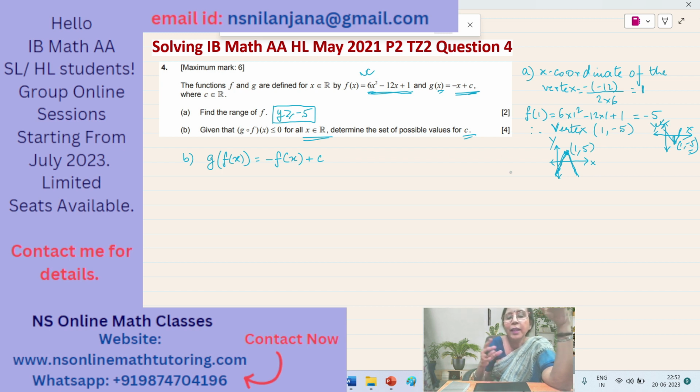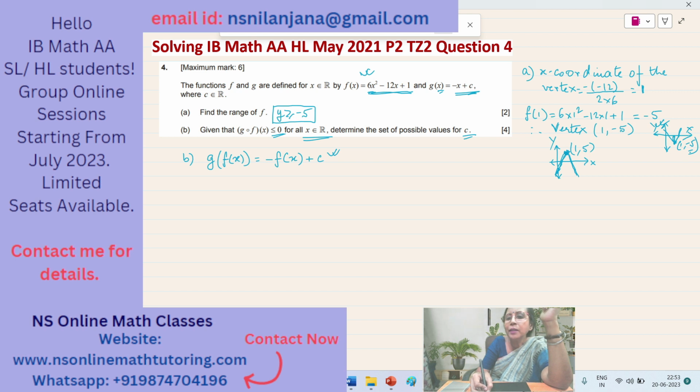So negative f of x will be looking like that. And then the plus c is getting added. Plus c means a vertical translation. And the question is saying that this will be having a value which should be equal to 0 or less than 0. Means it can be a negative number or it can be at most equal to 0. That means all the y values will be either 0 or less than 0.